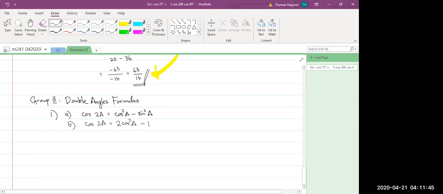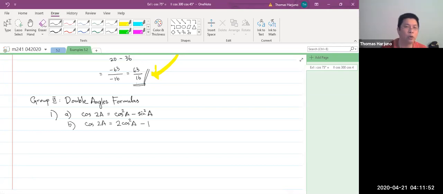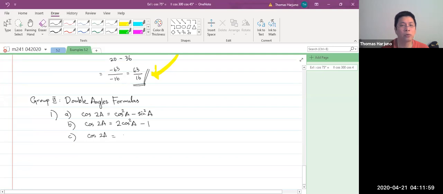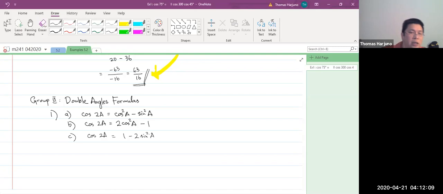So it could be either or. Repeat again? It could be either the A or B. Yes, it can be A and B. The thing is we'll need all three later on. The third variation is cosine 2a equals 1 minus 2 sine squared a. So in some cases we need B, in other cases we need C, in other situations we need A. That's why I need you to memorize all three variations.